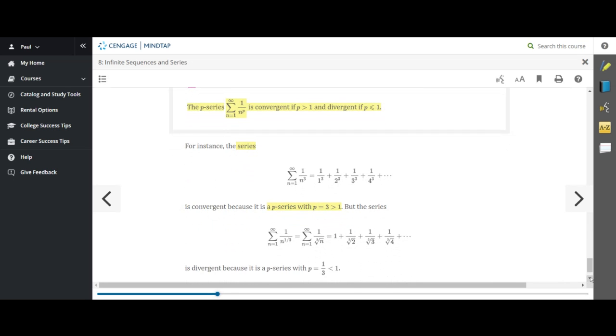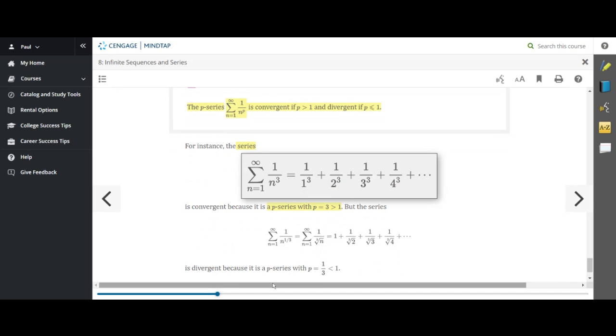And they give an example here of a series where this P series is convergent. The series n equals 1 to infinity of 1 over n cubed, okay, that's a P series. It's not a geometric series. It's not a telescoping series. It's a P series, and it converges because P equals 3, which is greater than 1.